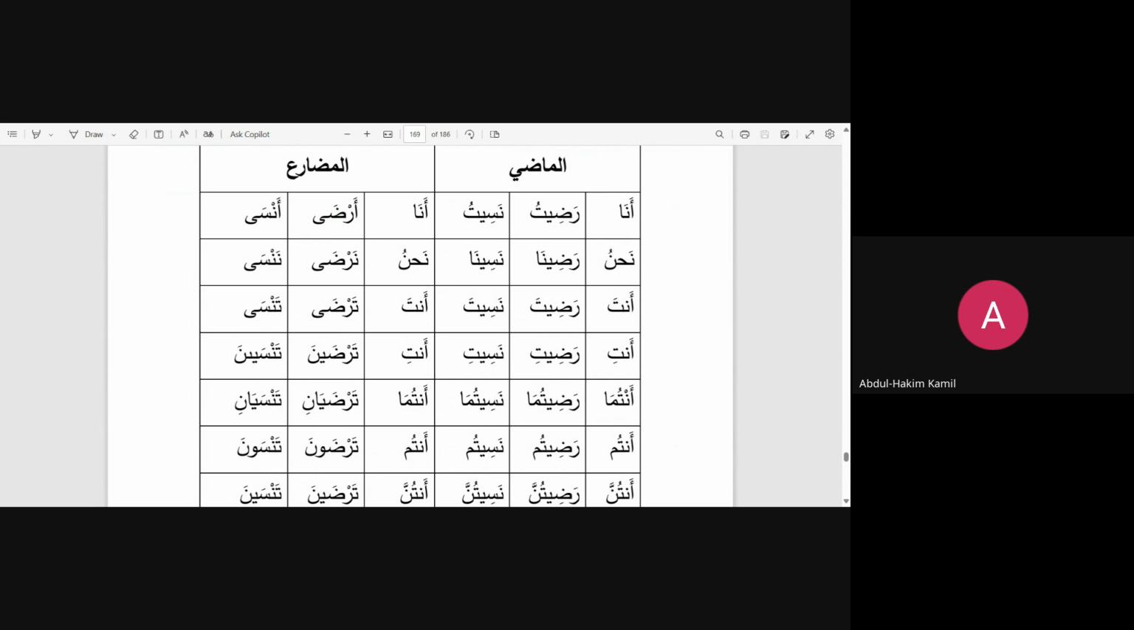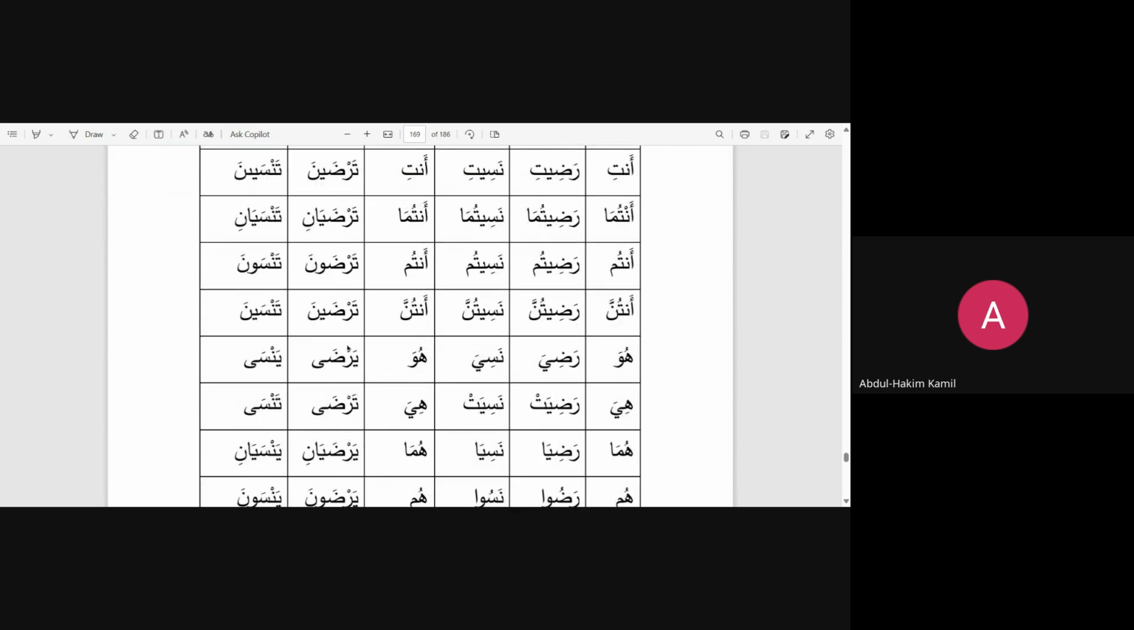Okay. Again, antuma tarudayani. Antum tarudauna. No reason to change the fatha. Tarudauna. Antunna tarudaina. What is the difference between anti and antunna? But antunna tarudaina, that's jam'. That noon is niswa, and that ya is just changed from an aleph.